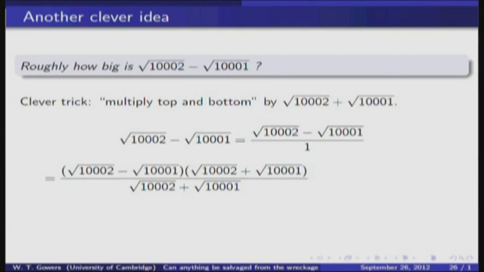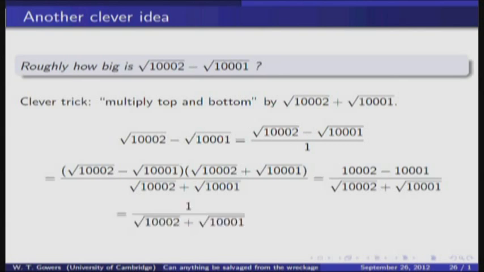And now it's our old friend (x minus y) times (x plus y) again, which gives us 10,002 minus 10,001. The 10,002 comes from the square root of 10,002 squared, and the 10,001 comes from the square root of 10,001 squared. So x here is the square root of 10,002, and y is the square root of 10,001. And that's very nice. 10,002 minus 10,001 is a very nice, easy number. It's just 1.